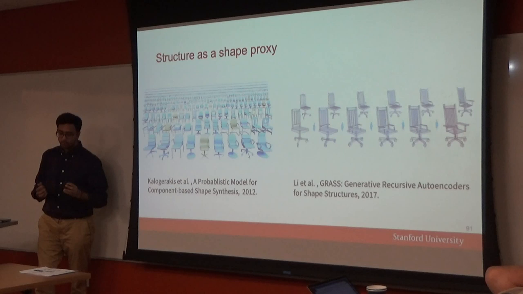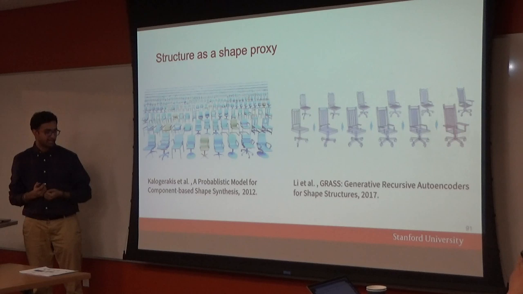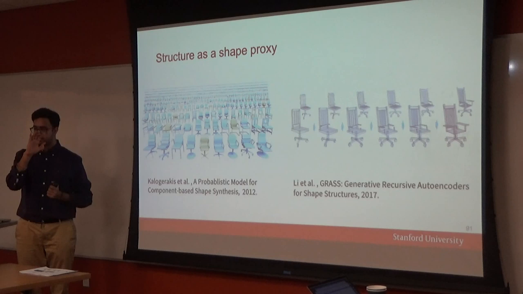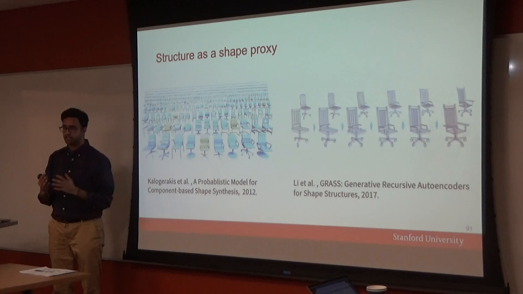So there are many works that attempt to use structure as a proxy for the actual shape. One such example is Kalogerakis et al., where they try to use various components and mix and match them to generate new shapes in a probabilistic manner. Another work is GRASS, where they move along a structure-aware latent space and try to synthesize new shapes. Now, it is to be remembered that while in the first part of our talk we used unstructured latent spaces, in the structure-aware part of the talk we shall use structure-aware variables, thanks to the fact that we are actually trying to capture structural similarity.